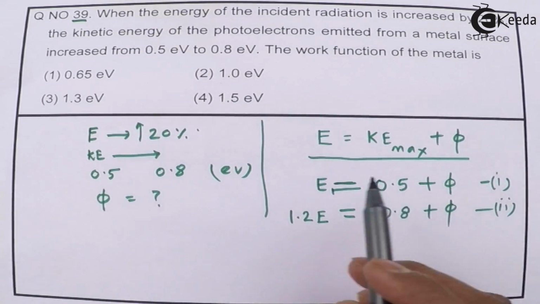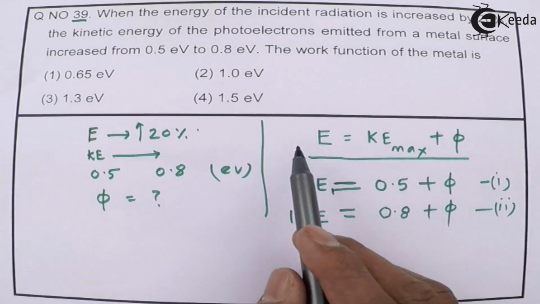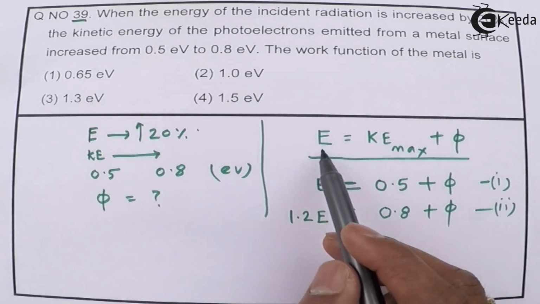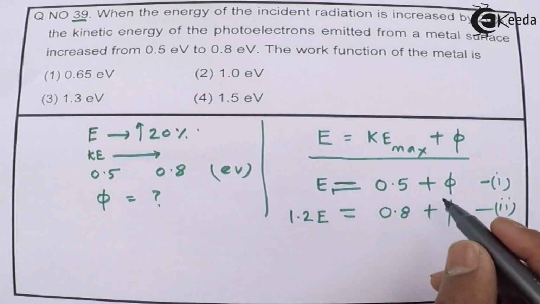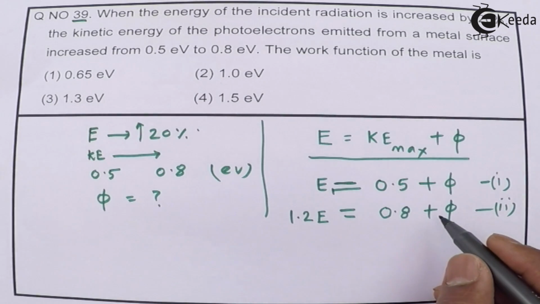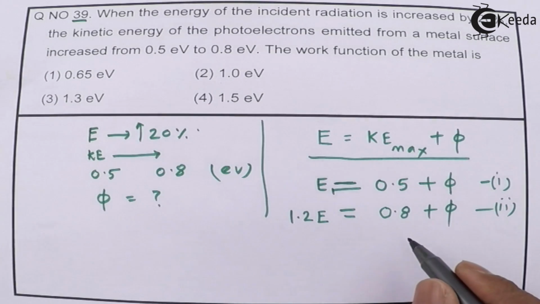So the work function of the metal is independent of the energy of the incident radiation. How much energy you are providing to the metal doesn't determine the work function of the metal. That is the intrinsic property that is independent of the external energy source. Now these two equations are to be simultaneously solved to get the value of phi. So this is very easy to solve.